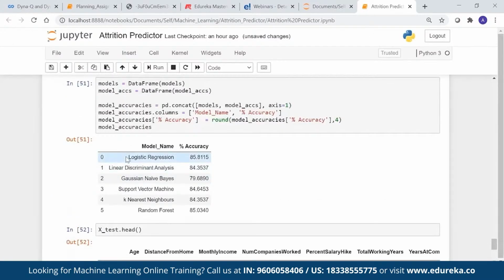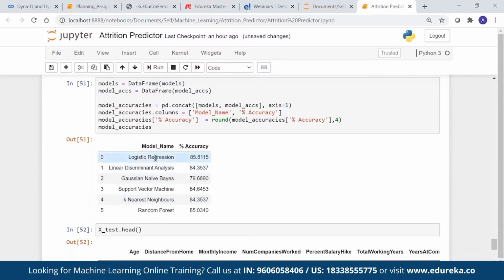So logistic regression, which was the first one, what was the accuracy? 85.8. Linear discriminant analysis LDA 84.3, Gaussian naive Bayes 79.6, support vector machine 84.6, K nearest neighbors 84.3, random forest 85.03. So it seems that the simplest algorithm, logistic regression, is doing very well, 85.8, and random forest is also doing pretty well, 85.03. The others are not doing that great, 84.79. Gaussian naive Bayes is doing the worst of all of these.